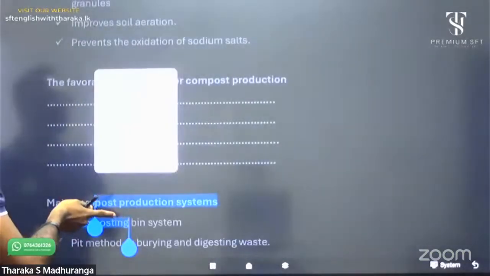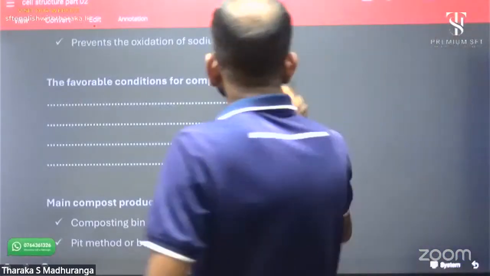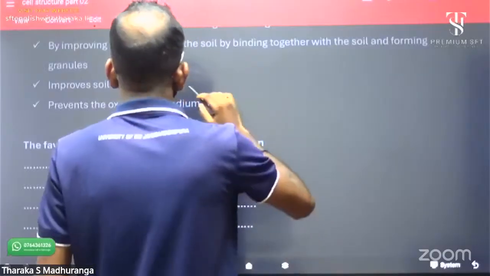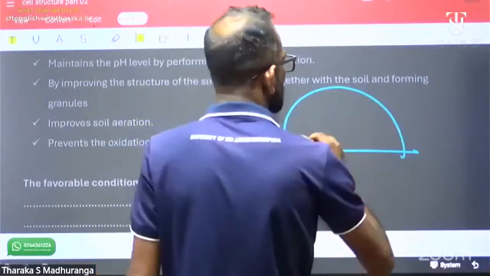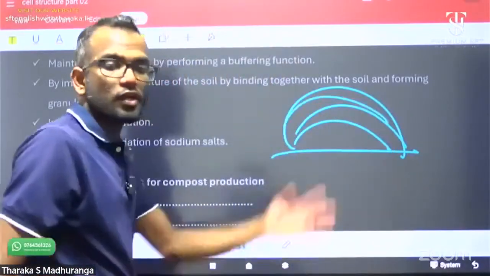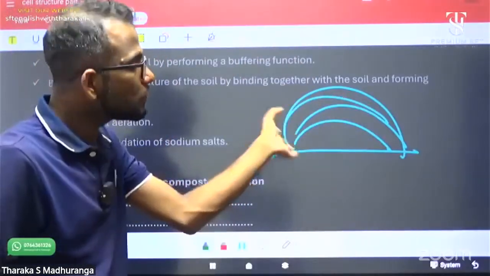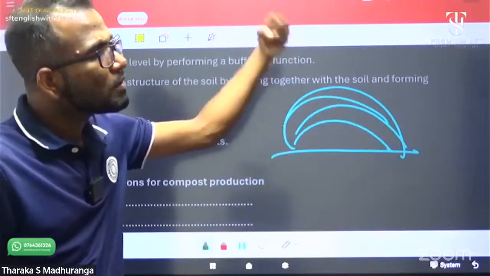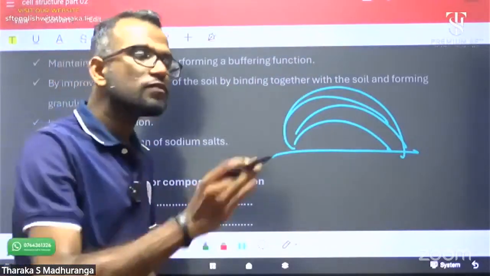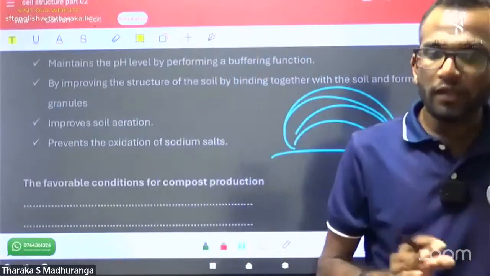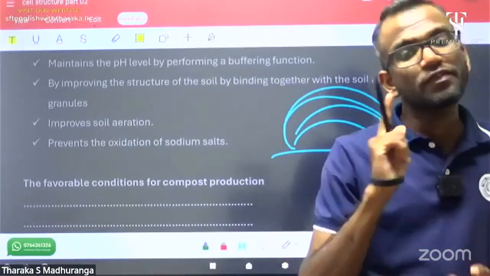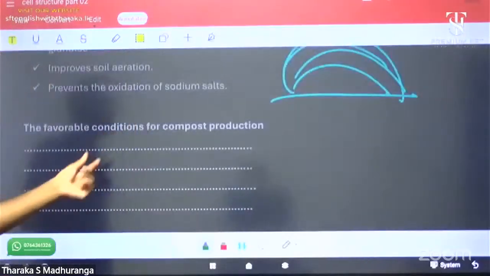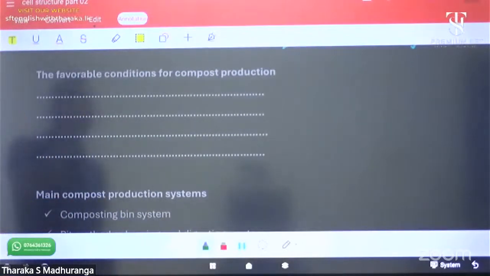Remember the favorable conditions for compost production. In natural conditions, if we decompose organic material like garden waste without any controlled conditions, it normally takes more than 2 months. But if we maintain controlled conditions well, we can produce compost within 3 weeks, 21 days. These are the favorable conditions for compost production.